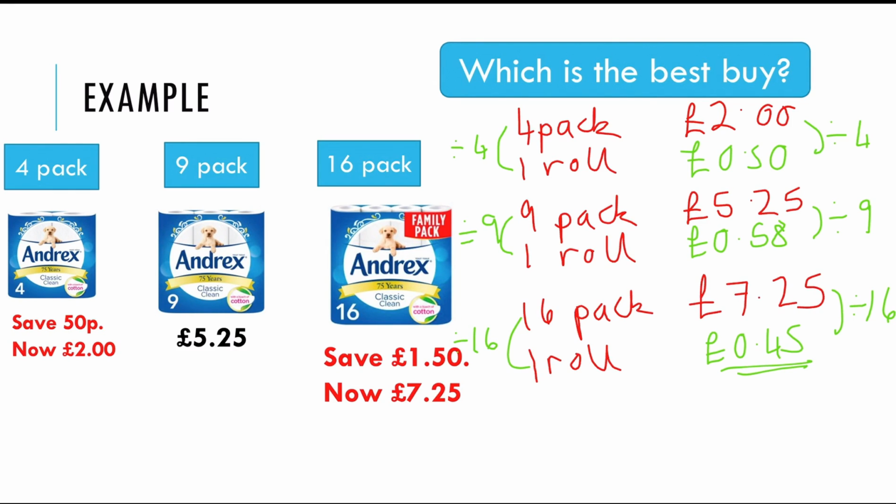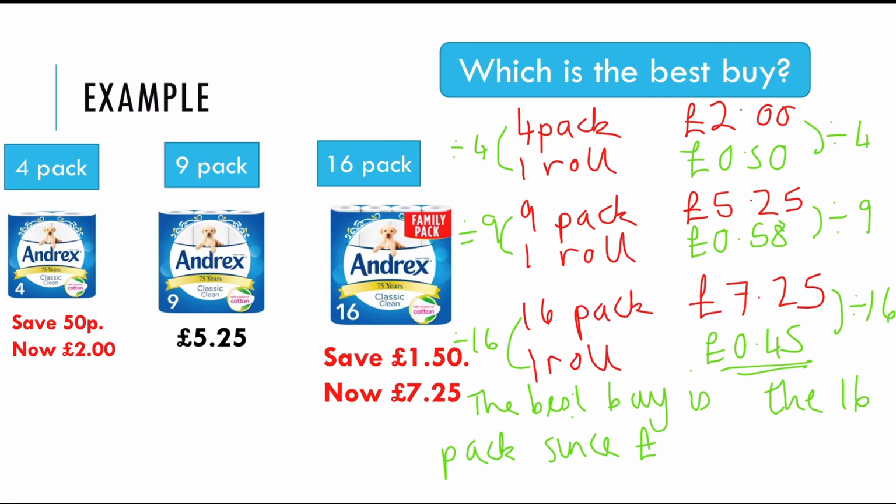So we can see that the best buy is a 16-pack, since 45p is less than 50p, which is also less than 58p.